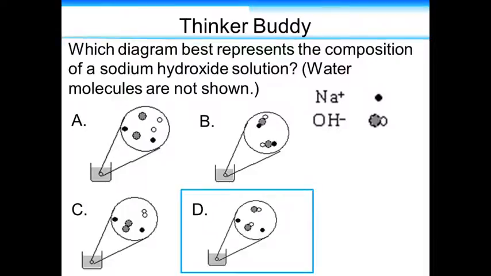The correct answer is D. The Na separates from the OH minus, but the OH minus stays intact. It's a polyatomic ion. It's our hydroxide ion, and it never breaks apart.